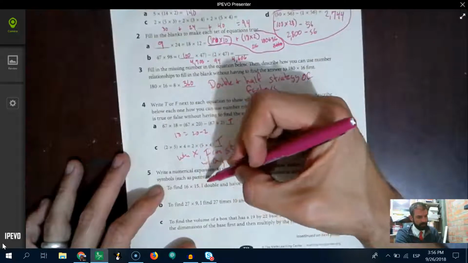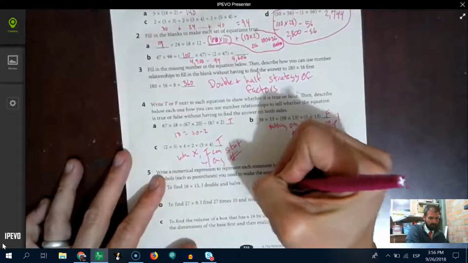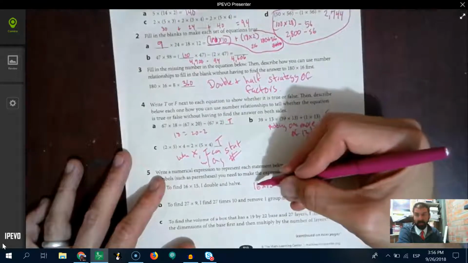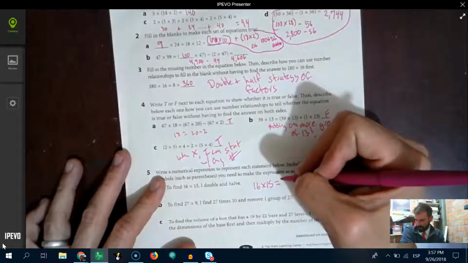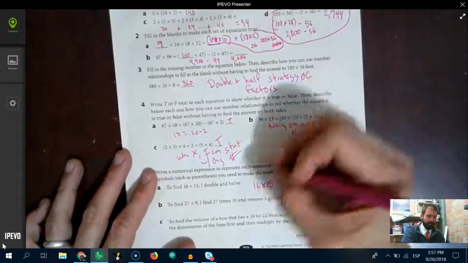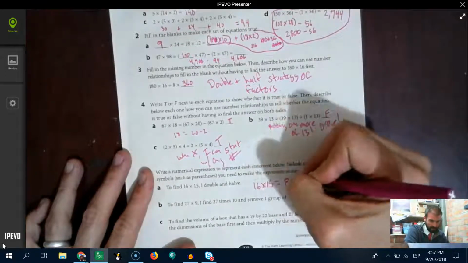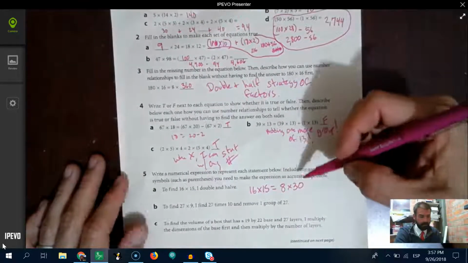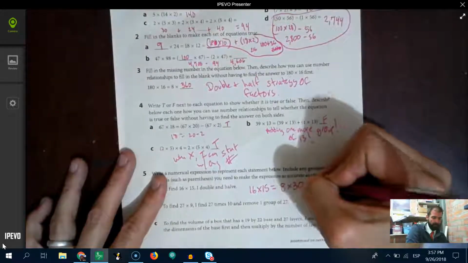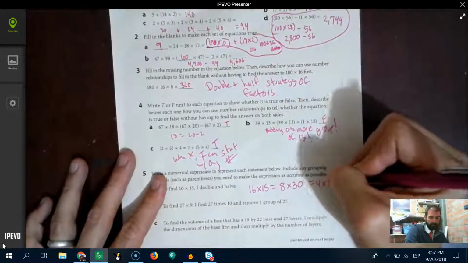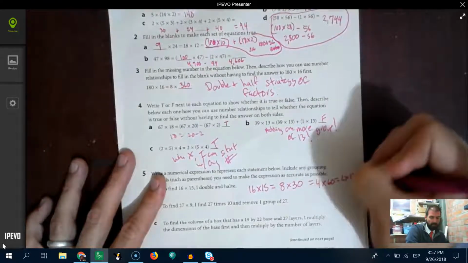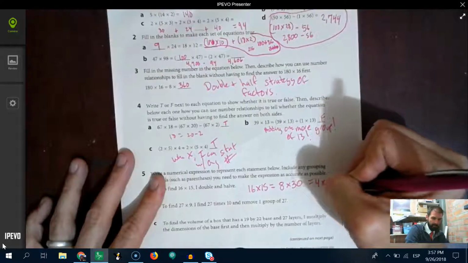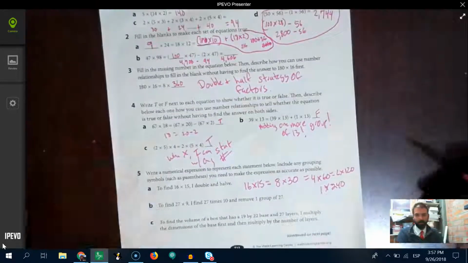To find 16 times 15, I double and halve. So 16 times 15 equals, what can I double, what can I halve? Oh, this one's even, that's going to make my life easier. I'm going to halve the even to 8, and I'm going to double the odd to 30. So 16 times 15 equals the same thing as 8 times 30. It would also equal 4 times 60, and 2 times 120, and 1 times 240. So I guess they all equal 240.